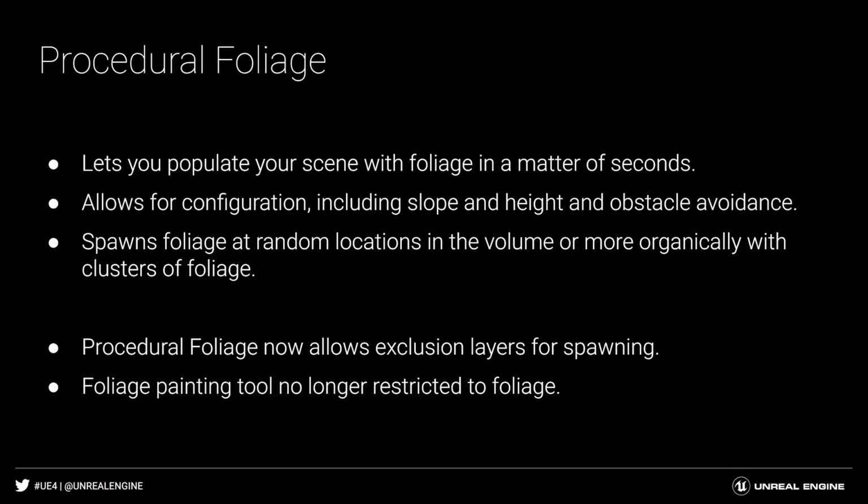The Procedural Foliage Placement tool lets you populate your scene with foliage in a matter of seconds. The tool allows for extensive configuration, including slope, height, obstacle avoidance, and other different spawning methods. You can spawn foliage at random locations or more organically with clusters of foliage. Foliage types come with a number of different properties that you can adjust to control anything from how the foliage types are placed on other objects in the level to how the foliage will grow and spread throughout the foliage spawner. In the following section, we'll take a look at what properties are available in foliage types and how you can manipulate these properties to get the results you desire.